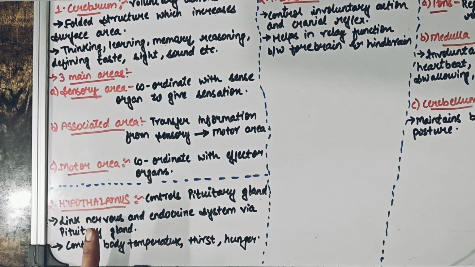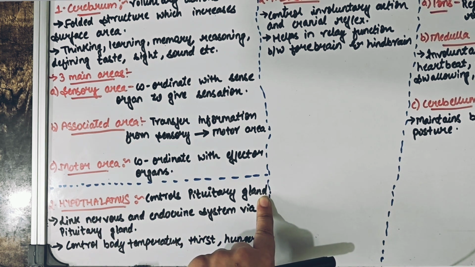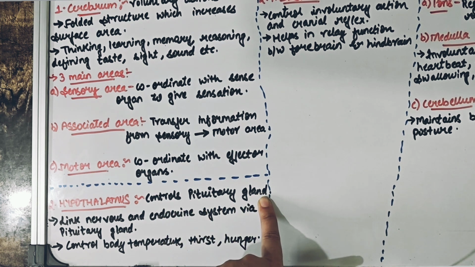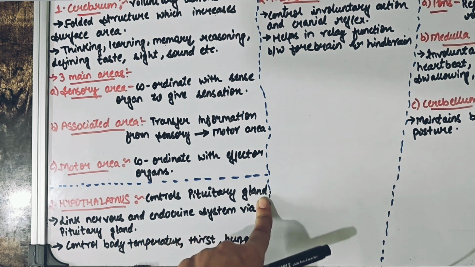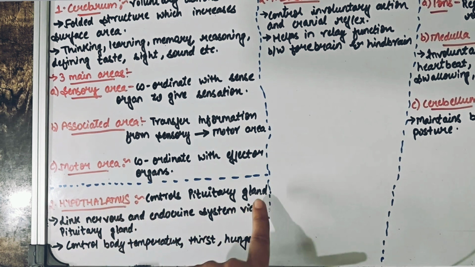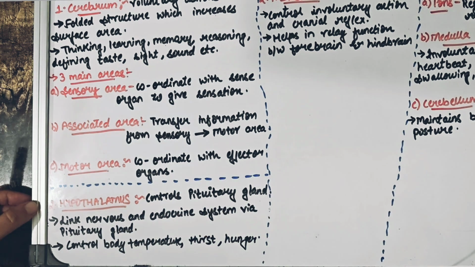Talking about the second important part which you need to know, which is the hypothalamus. Now, children, this hypothalamus controls our master gland. And what is the master gland in our body? It's the pituitary gland. Why it is known as master gland I'll explain under the endocrine system. But do know that you have a master gland in your body, which is the pituitary gland, and the pituitary gland is controlled by the hypothalamus part of the brain.